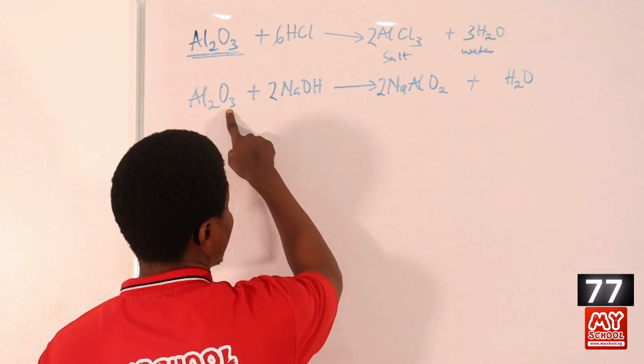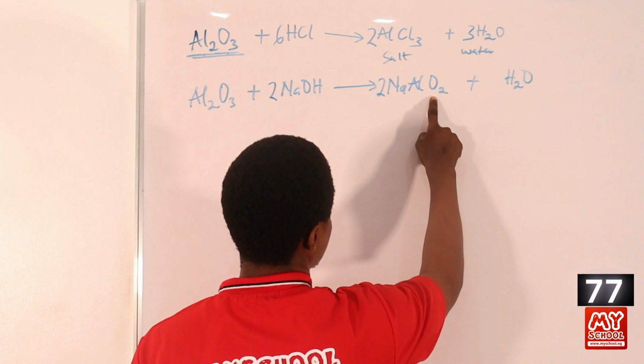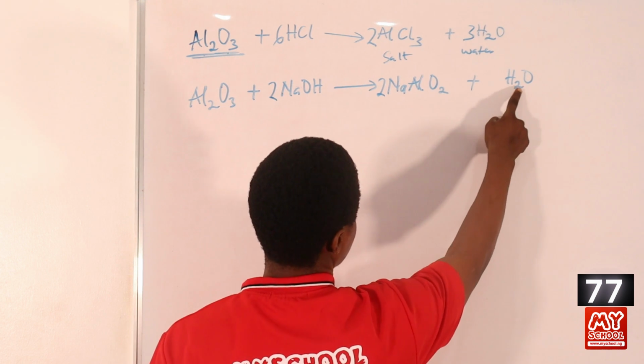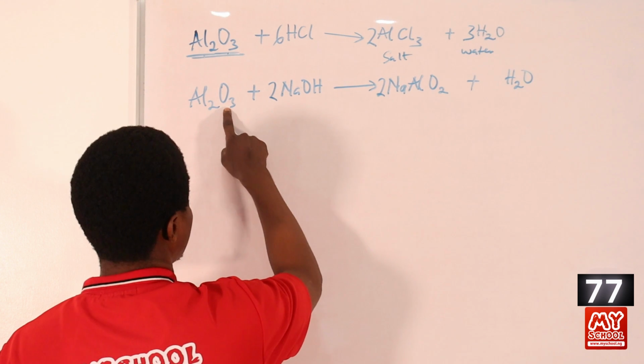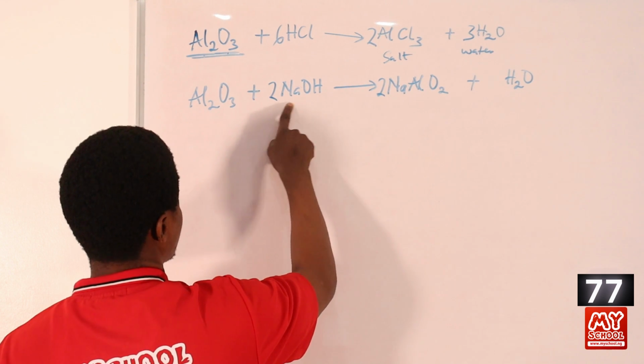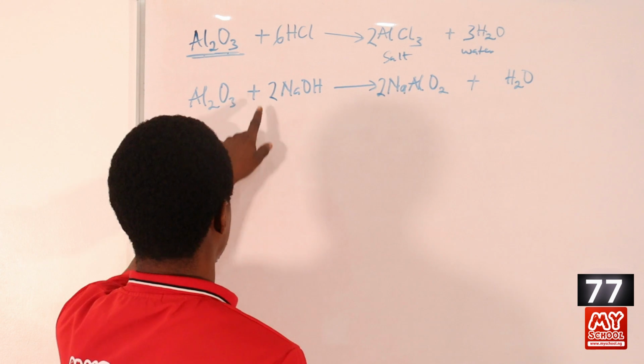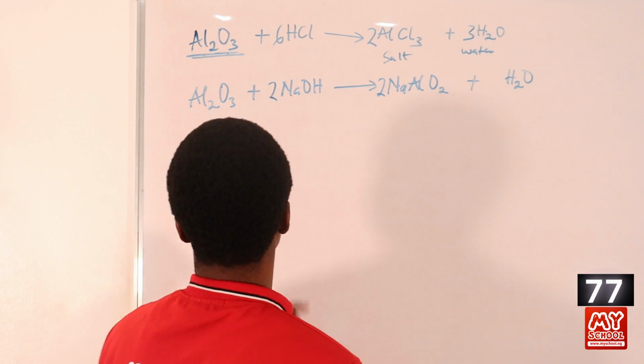Oxygen will now be 3 here, oxygen is 6, that's 4 plus 1, 5. Okay, let's have, that will be 5. Then oxygen here is 3. Oxygen here is 2. Okay, that's 5. Then hydrogen is 2. Hydrogen is 2. I think the equation is balanced.